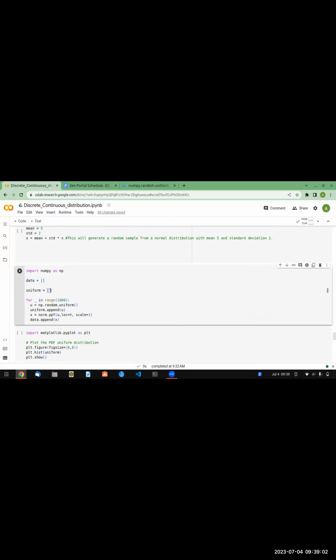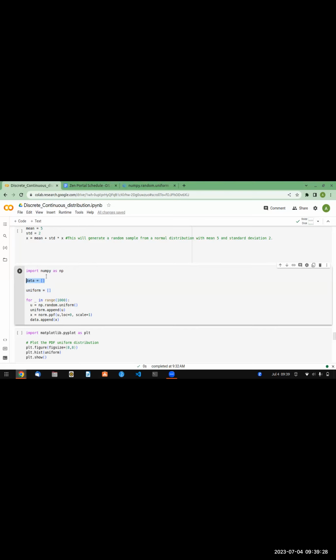And here I am also creating another variable called uniform. This is also an empty list. Why am I creating this? So that I will plot this data and plot that data. It will show you the data we are drawing from the uniform distribution, how that looks. And after doing all this inverse CDF and all, after we collect the data, how does that look?